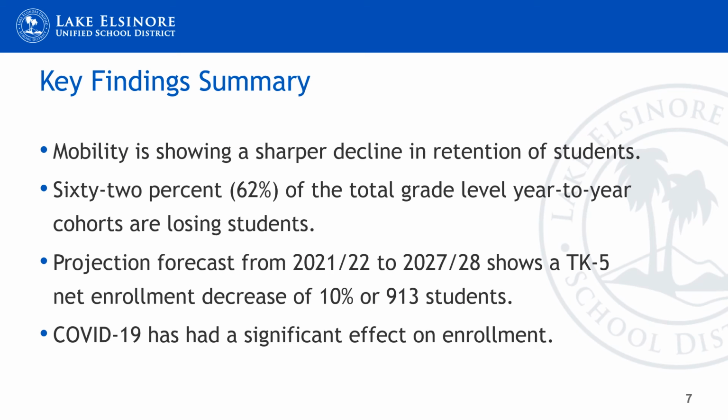For part 2 of the overall projections report, here are the key findings. 62% of the year-to-year student movement from one grade level to the next is seeing a loss of students. Student enrollment in kindergarten to 5th grades are projected to decline about 913 students in the next 7 years. That's a 10% overall decline. Without question, COVID-19 has clearly had a significant impact on our K-5 enrollment.